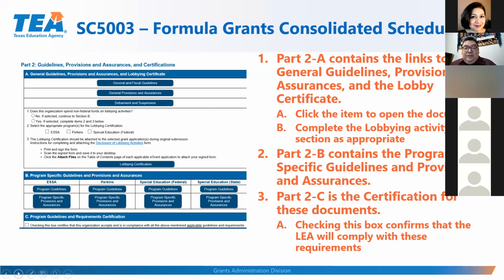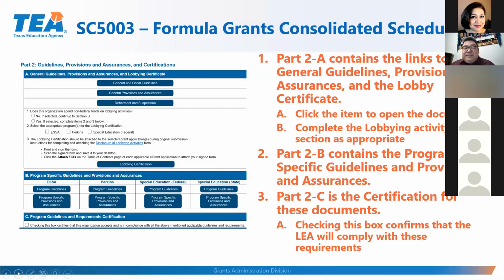Now, the last part, Part C, is just a checkbox that confirms that you're going to be complying with all of these different provisions, assurances, guidelines when applying for these funds. You'll notice that it lists all the different big 3 or federal grants, your ESSA, Perkins, your special ed federal and special ed state.